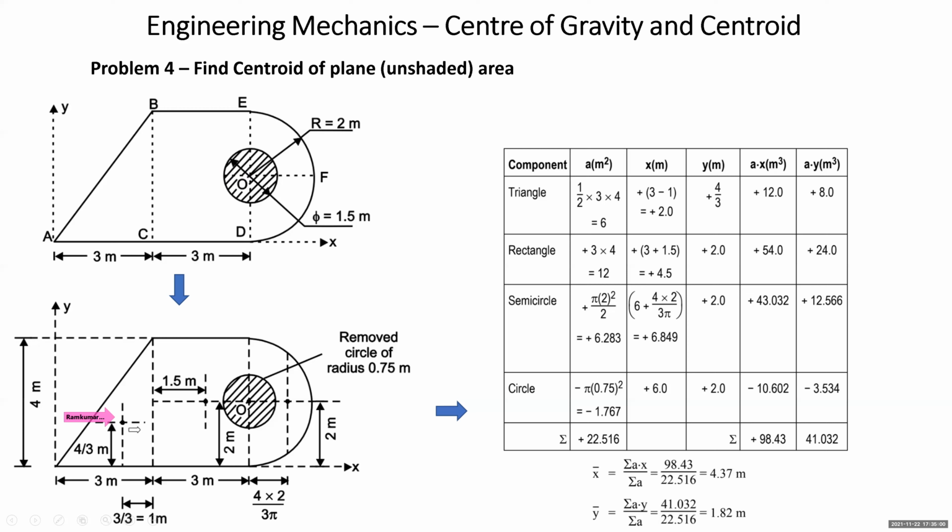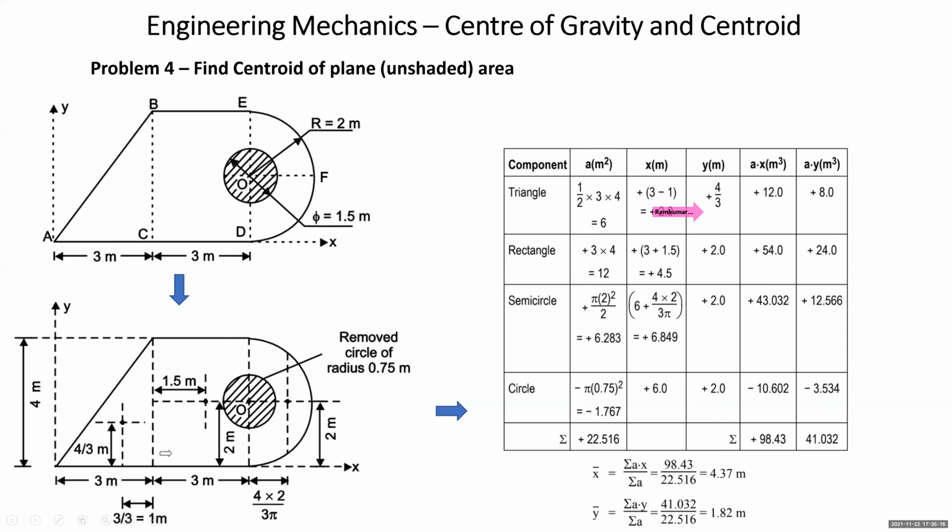This point is above the x-axis. By what distance? 4 by 3 meters. So the y coordinate is plus 4 by 3. Come to this rectangle. Area is 3 by 4. The centroid is b by 3, 3 by 2, 1.5, and 4 by 2 is 2 meter.